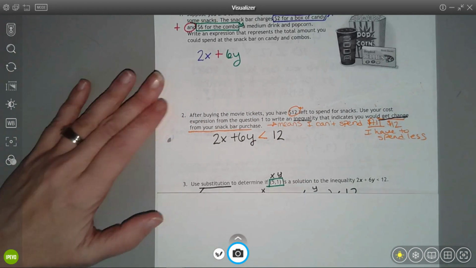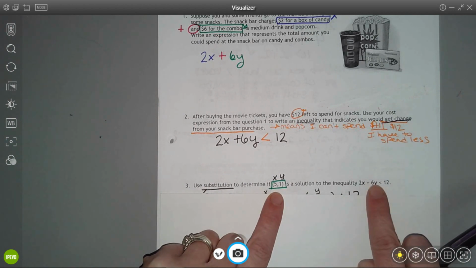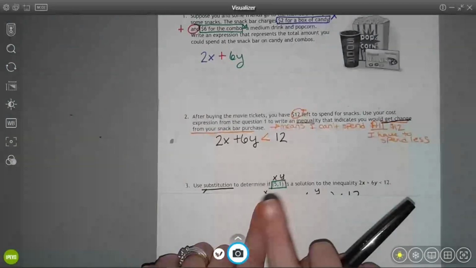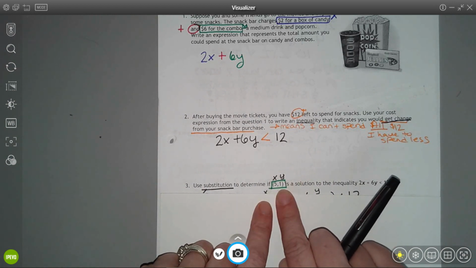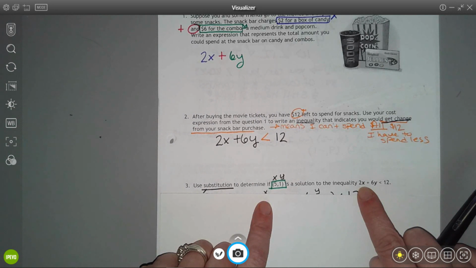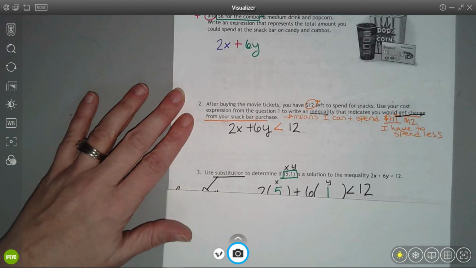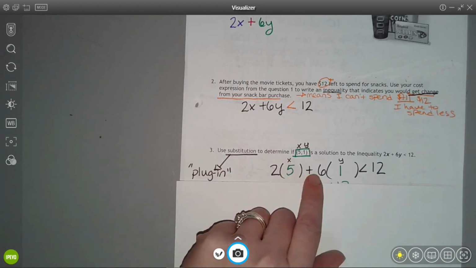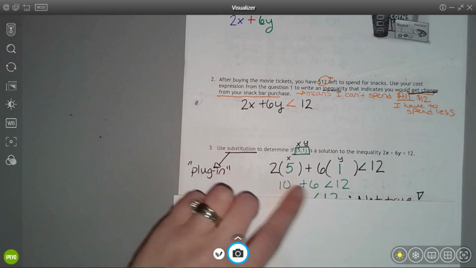Number 3, they want us to determine if (5, 1) is a solution to this inequality. What this is, guys, this is an ordered pair. This is a point on a graph, (5, 1), meaning over 5, up 1, put a dot. The 5 is my x, the y is a 1. All we need to do is substitute, plug it in, the 5 into the x spot and the 1 into the y spot. Okay, so when I do this, it now says 2 times 5 plus 6 times 1 has to be less than 12. I get 10 plus 6 is less than 12.